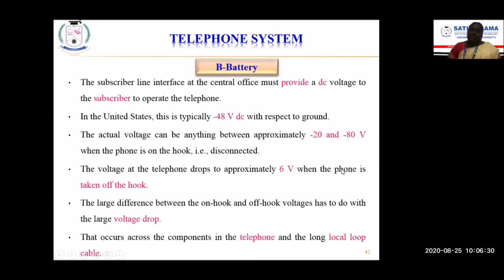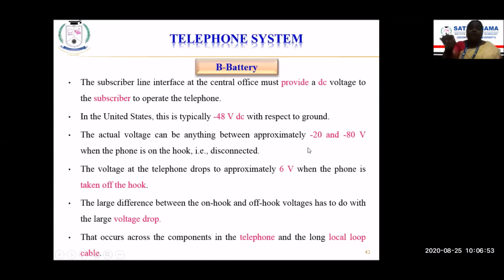What is the functionality of the battery? The subscriber line interface at the central office must provide a DC voltage to the subscriber to operate the telephone. Normally, the United States typically uses minus 48 volts DC, and the same is followed here with respect to the ground. Actually, it could be any voltage approximately between minus 20 and minus 80 volts.